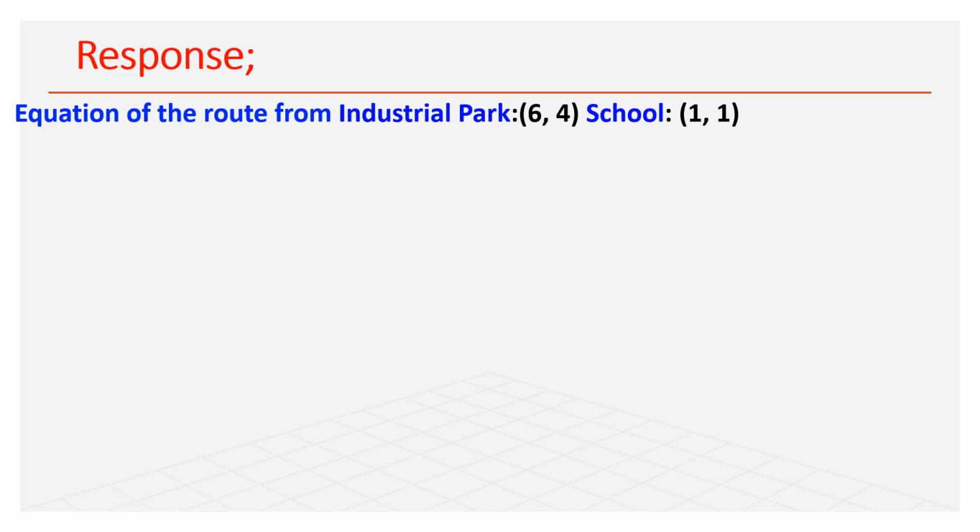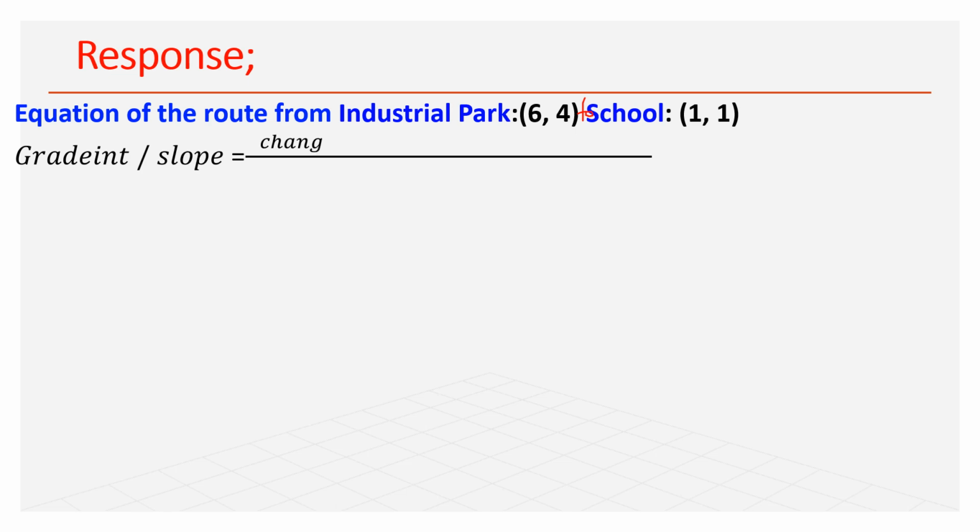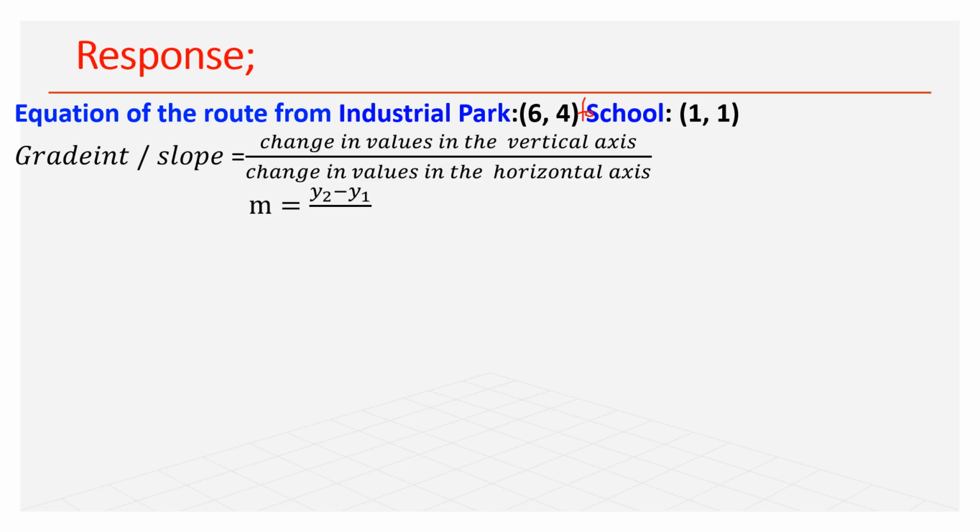Okay, what is the situation here, or what is happening with this line, the route from the industrial park to the school? Now we need to get the gradient as usual. Okay, y2, y1, taking my school as the second coordinate and this as the first coordinate. No matter the arrangement, they give you the same response. So we are getting here a gradient, which is 3 over 4.